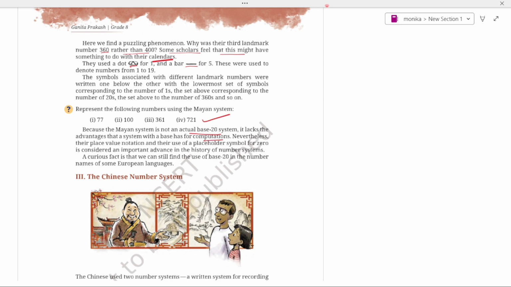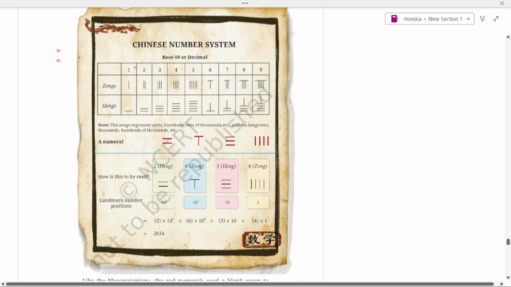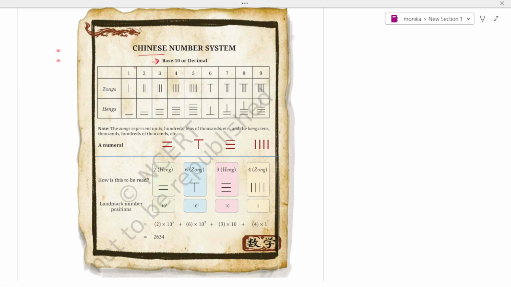Then we are moving towards the Chinese number system. So what is the Chinese number system? They actually use rod numerals. They use rods, vertical and horizontal. This was the Chinese number system. You can call it a base 10 or decimal number system. They call the rods zongs and hengs. Vertical rods are known as zongs and the hengs are the horizontal ones. Zongs represent the units, hundreds and 10,000s, and after them hengs represent tens, thousands, hundreds of thousands, etc. So these were the symbols over there.